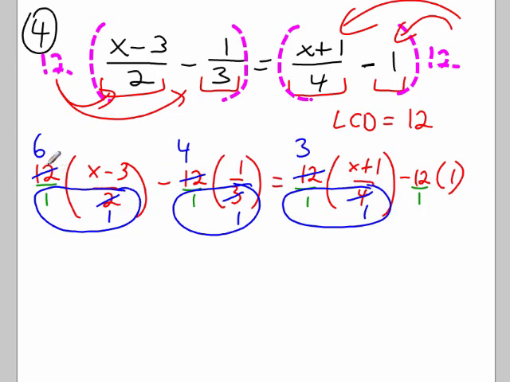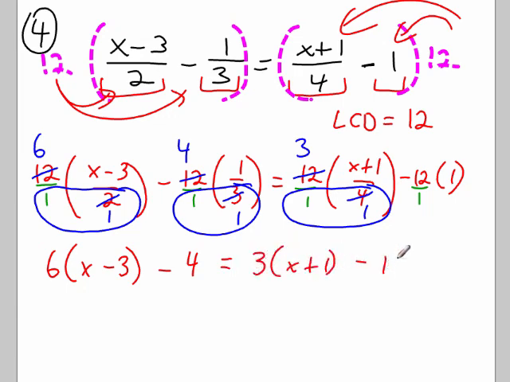So my next step is going to be 6 times x minus 3. I'm just going to write it out like this. Don't want to do too much at once so I don't make mistakes. 3 times x plus 1 minus 12. There is my equation without fractions. Okay, so let's solve it.